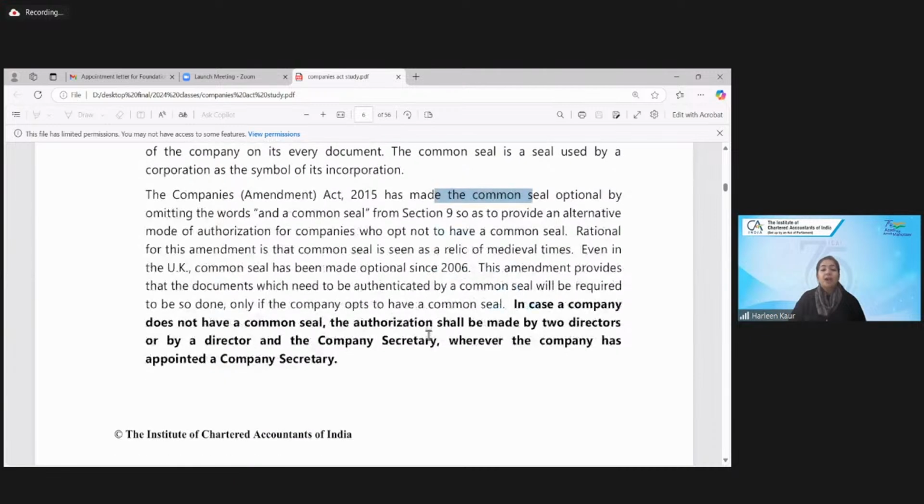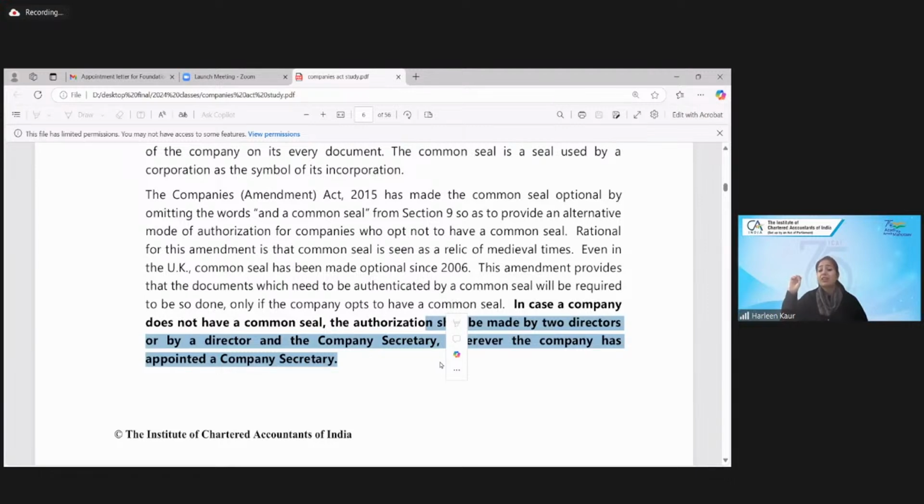So if I don't have a common seal, then the authorization will be given by whom? Either by 2 directors. Now, who are going to sign it? 2 directors will sign it. So ABC Private Limited, they're having Mr. A and Mr. B as the directors of the company. So both of them have to sign it. Mr. A and Mr. B both have signed, that is fine. Either you have a common seal. If you don't have a common seal, then 2 directors shall sign.